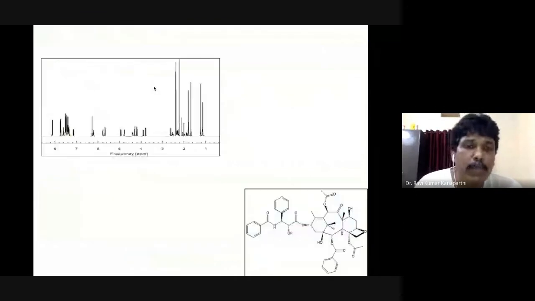Similarly, if you have a spectrum like this, and you are supplied with only the spectrum, how do you solve the puzzle?